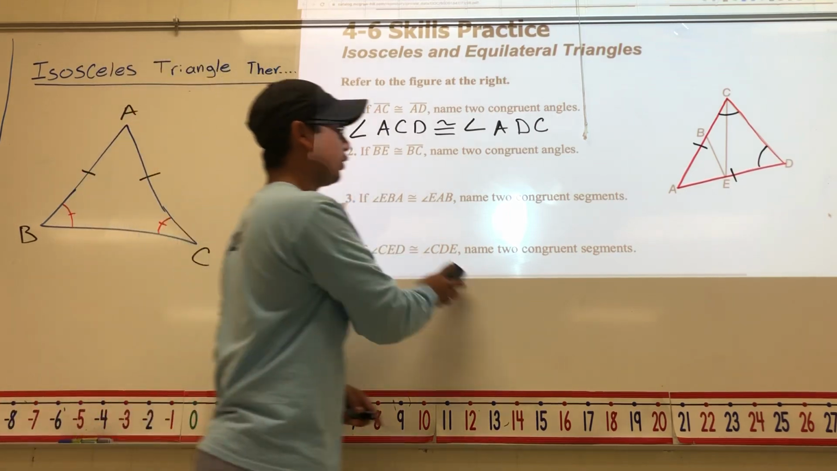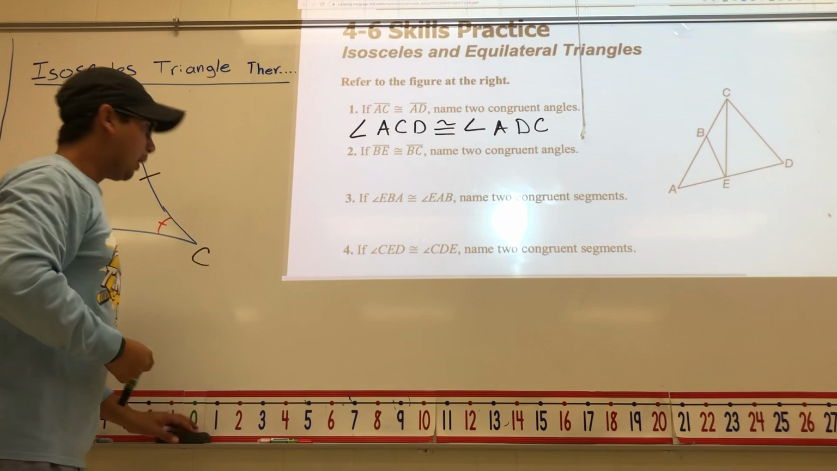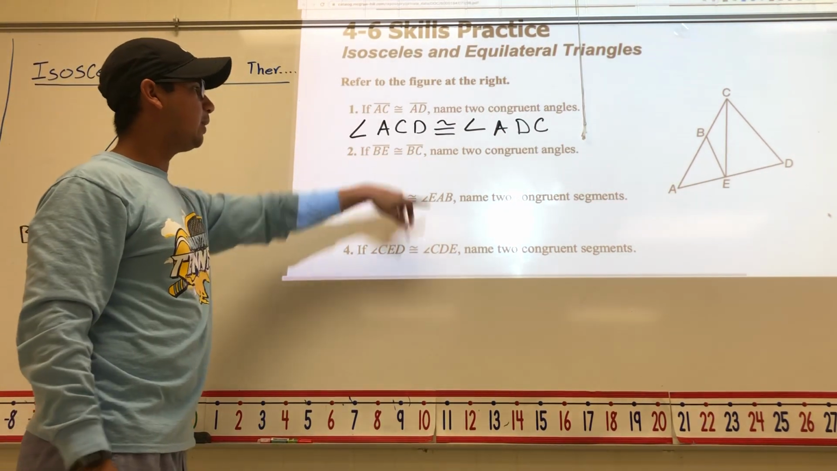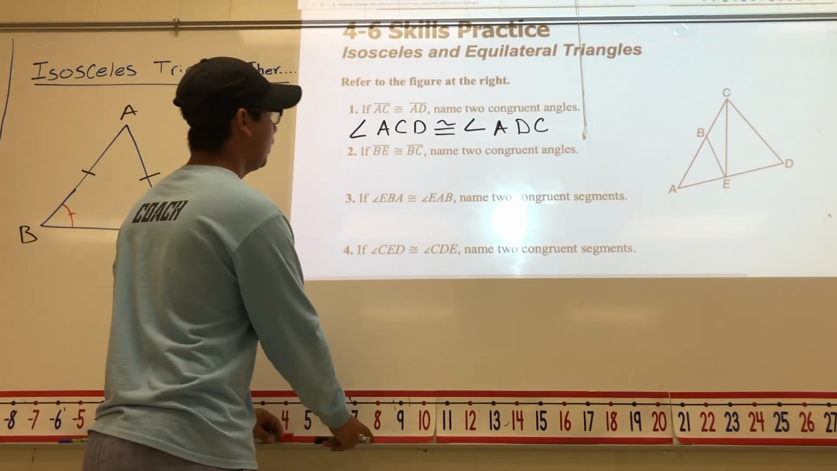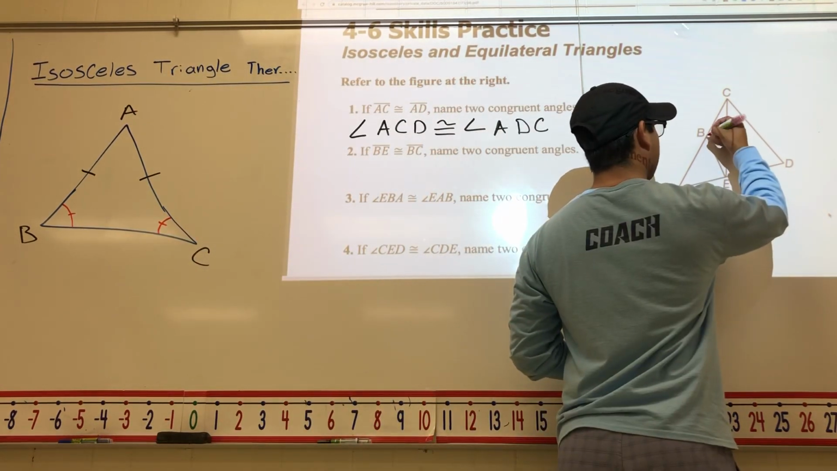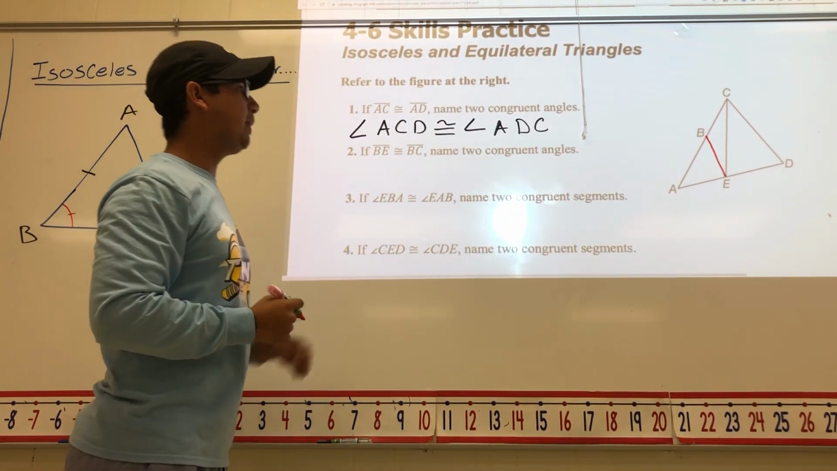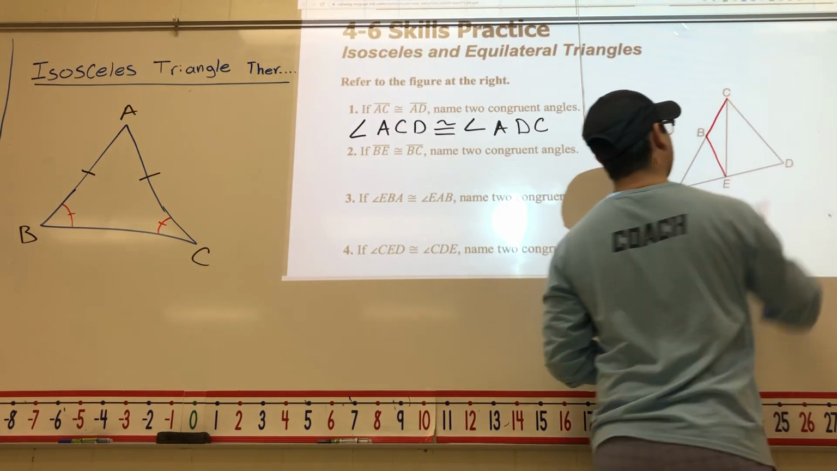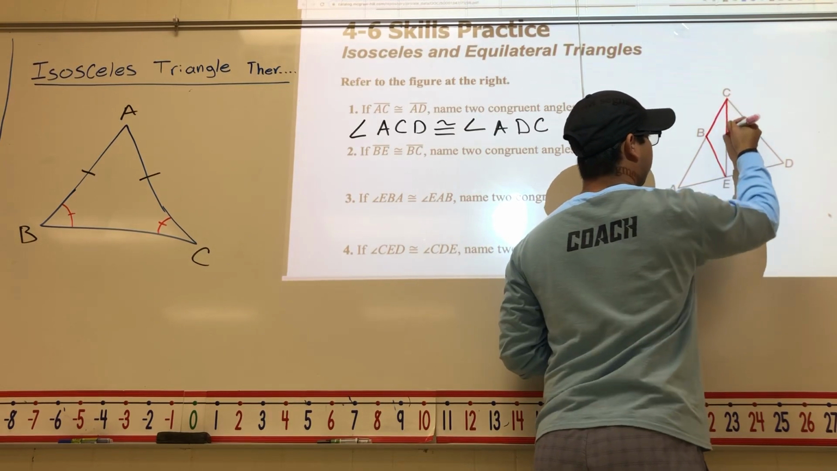Let's go with the second question. Let me erase this. And now they're telling us if line segment BE is congruent to BC, again, name two congruent angles. So let's look at which segments they're telling us here. Look at segment BE. So BE would be right here. That segment right there. And segment BC. And this segment right. Okay. So we're looking at the smaller triangle that's actually inside. So this triangle right here.